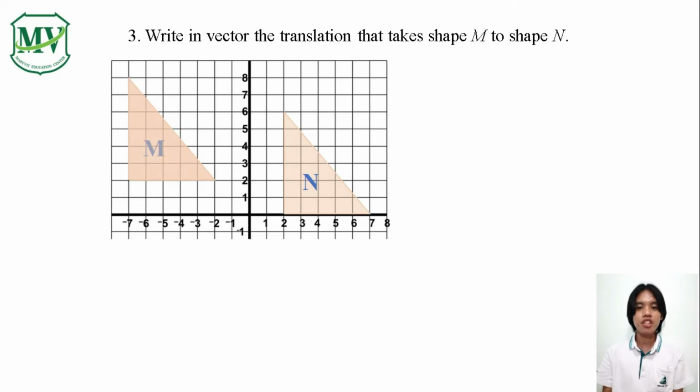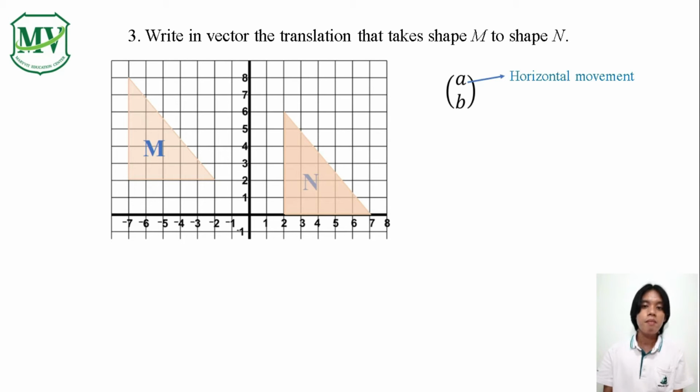Write in vector the translation that takes shape M to shape N. Before we answer this, let's review first how a translation vector works. Translation vector is written in this form, where A represents horizontal movements parallel to the x-axis, and B represents vertical movements parallel to the y-axis.